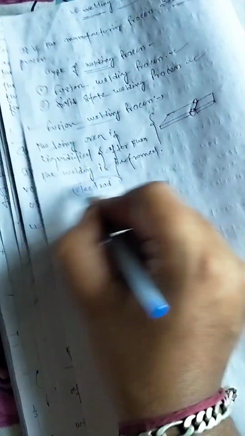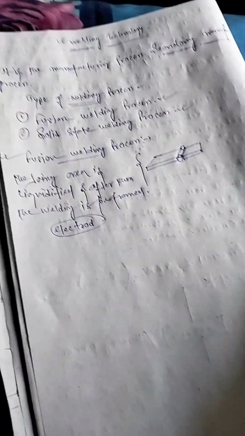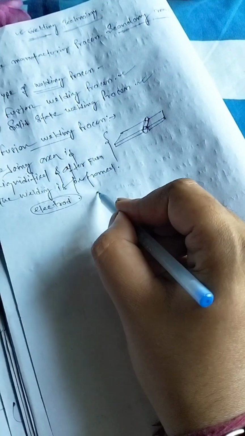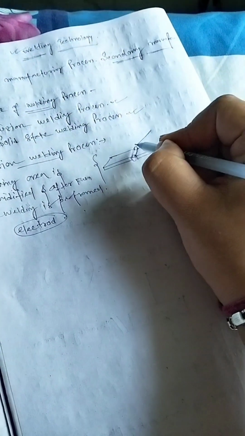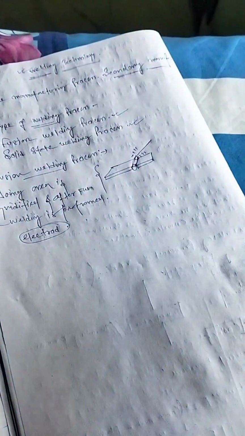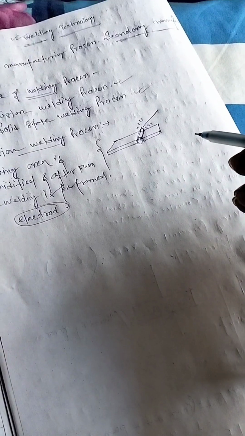In a fusion welding process, we use one very important thing that is known as an electrode. So what is the electrode? The electrode is a substance by which we generate the arc, and after producing the arc, the base metal is liquefied and then the joining is performed.